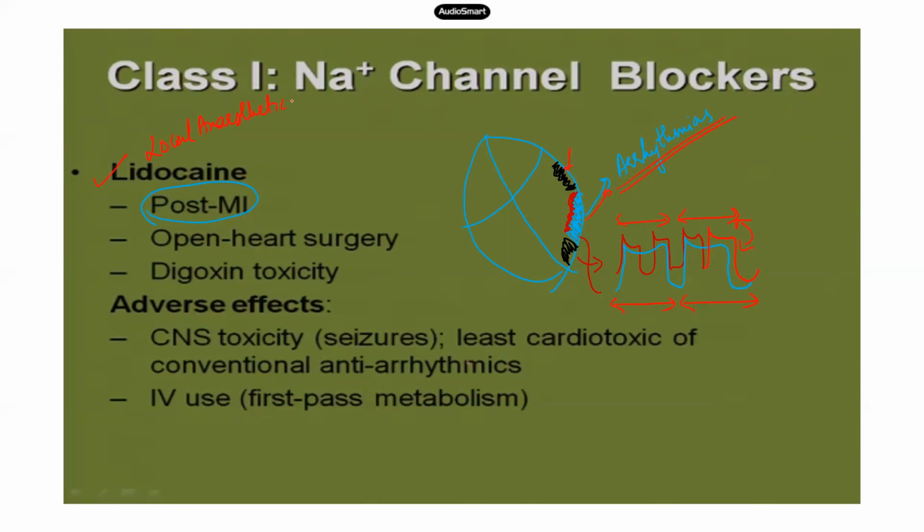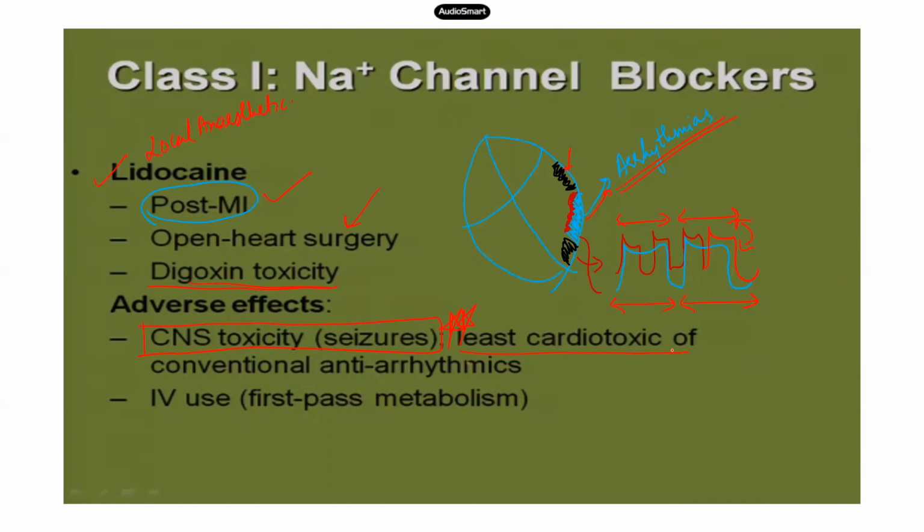And it is used basically in post-MI patients developing arrhythmias. Then we give it basically in open heart surgeries, because when the heart is exposed or when surgeries are going on, the heart has a potential threat of causing arrhythmias, and it also serves in digoxin toxicity. Now the adverse effects, you have already learned from your local anesthetics chapter, that it can cause CNS toxicities leading to seizures. And the most fundamental point here is that it is the least cardiotoxic of all the conventional antiarrhythmics. That means it is the antiarrhythmic drug least likely to cause arrhythmias in a patient.